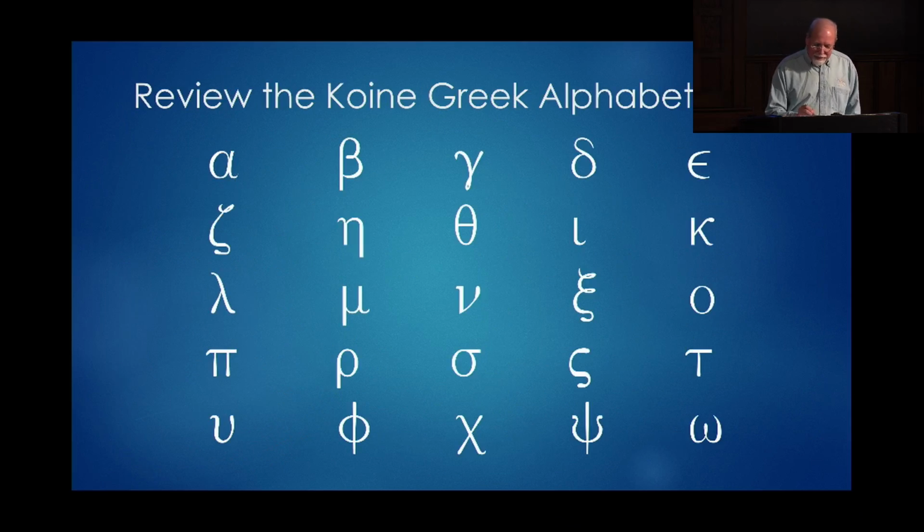We'll just go through them again. Alpha. Beta. Gamma. Delta. Epsilon. Zeta. Eta. Theta. Iota. Kappa. Lambda. Mu. Nu. Xi. Omicron. Pi. Rho. Sigma. Sigma final form. You don't have to memorize it that way, but sigma final form. Tau. Upsilon. Phi. Chi. Psi. Omega. All right, very good.